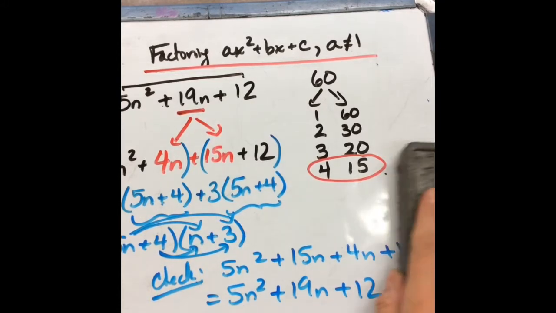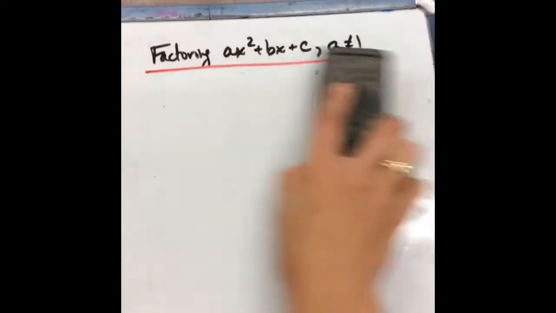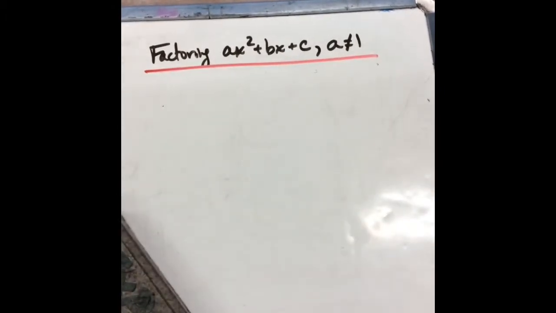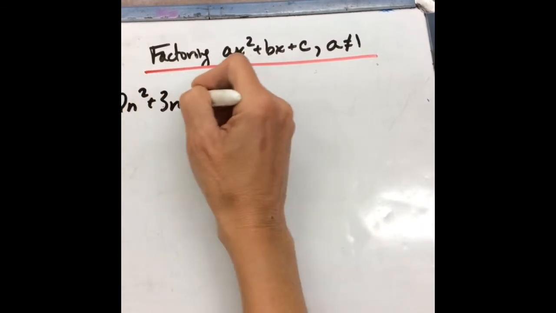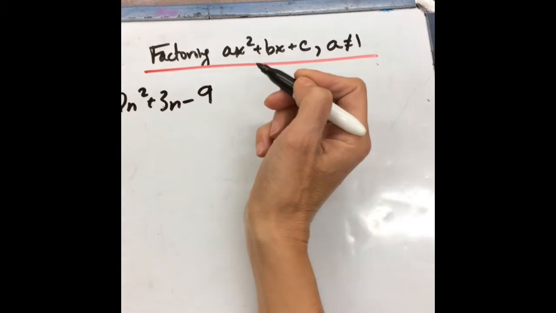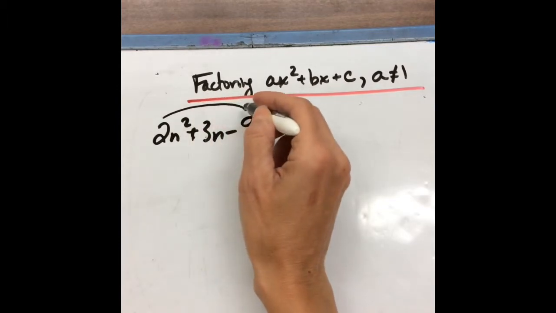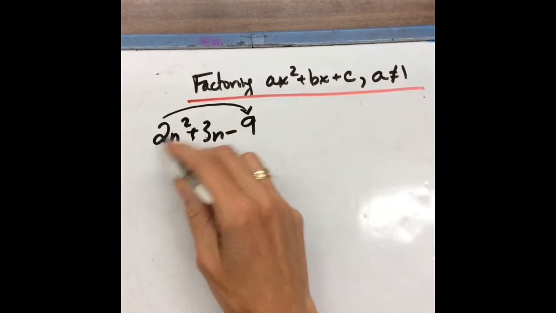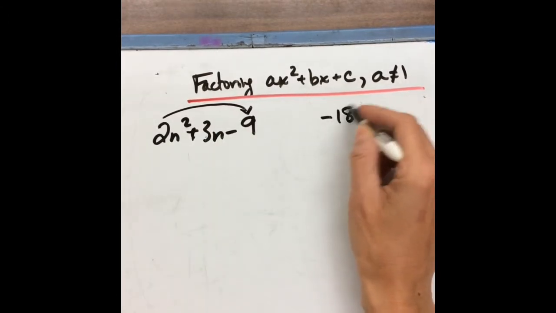Okay, what we can do is let's try one where we've got a negative sign in there, and we can see what we need to do. So here's one that we can do. Let's try 2n squared plus 3n minus 9. So again, what we want is to find out what are the factors, first of all, of the a times the c value. So that is negative 18.